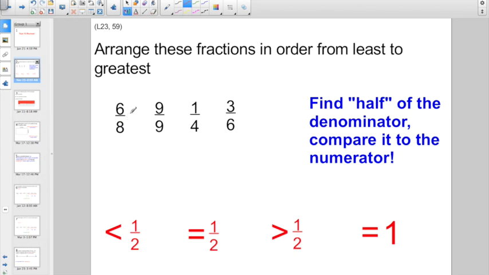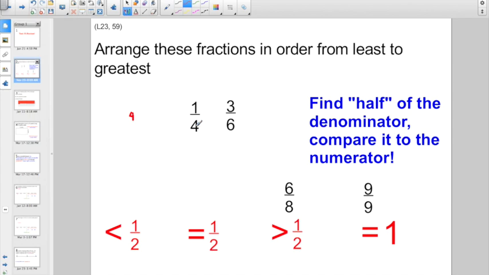Half of the denominator is 4, right? Is 6 more than 4, equal to 4, or less than 4? Well, hopefully you know that would be more than 4. So this one would be greater than a half, right? Take a look here yet again. 9/9. I don't even think we have to do anything there. We should know 9/9.